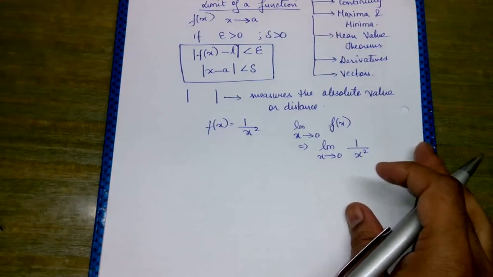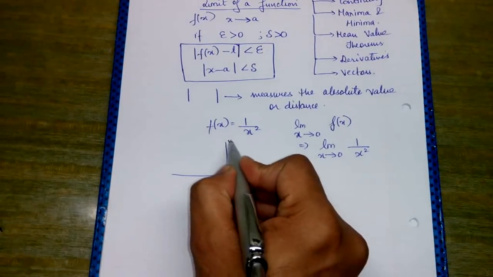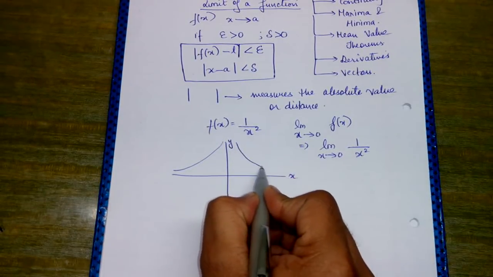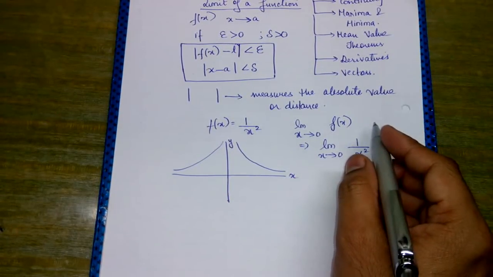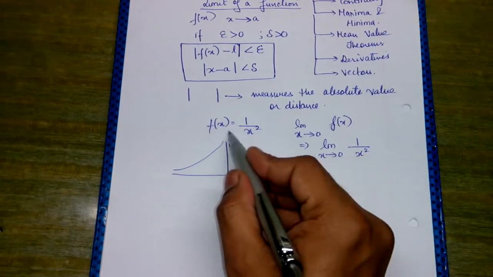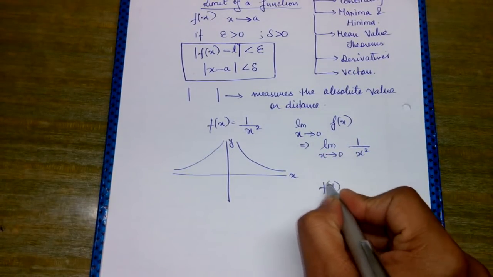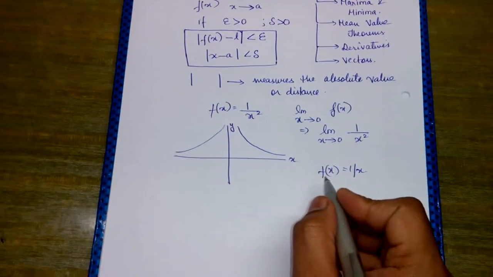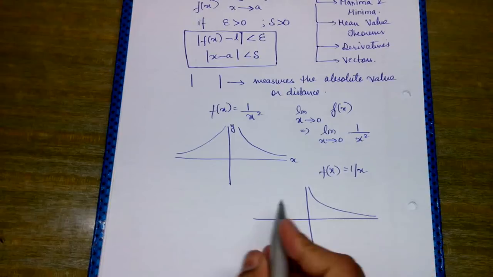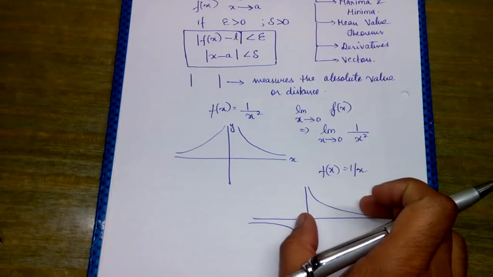Now if we draw the graph for this function, say this is the y-axis and this is the x-axis, this is going to be the graph for 1 upon x squared. If x becomes 0, 1 upon x squared will become infinity. And for the graph f(x) equals 1 upon x, the graph is going to be somehow like this. So the limit is not existing.